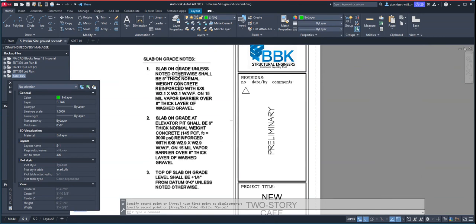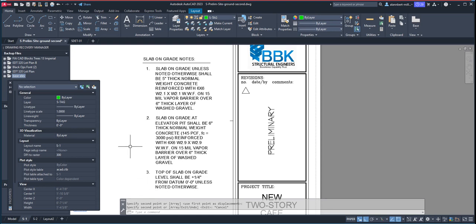So slab on grade, unless noted otherwise, shall be 5-inch thick normal weight concrete reinforced with 6x6 W2.1 by W2.1 WWF on 15 mil vapor barrier over 6-inch thick layer of washed gravel. Number 2, note slab on grade at elevator pit shall be 6-inch thick normal weight concrete, 145 PCF, F'c equal to 3000 PSI, reinforced with 6x6 W2.9 by W2.9 WWF on 15 mil vapor barrier over 6-inch thick layer of washed gravel. And number 3, note top of slab on grade level shall be plus 1/4 inch from datum 0.0 unless noted otherwise.